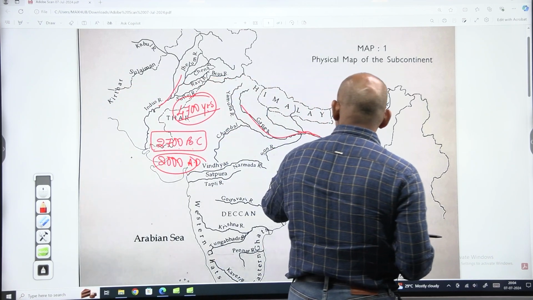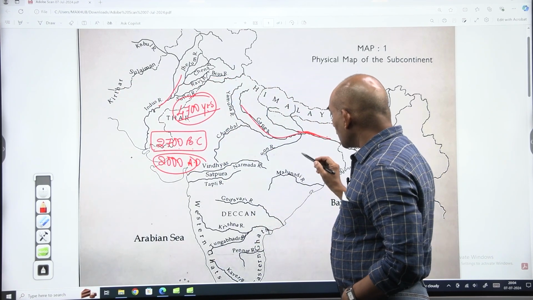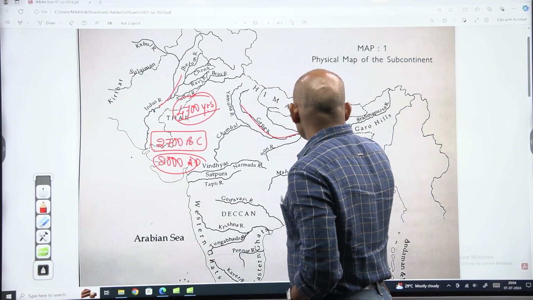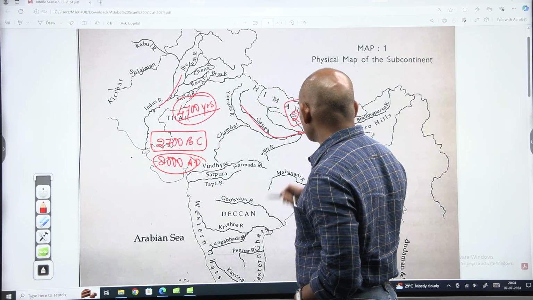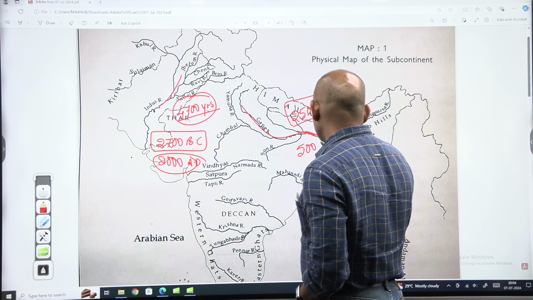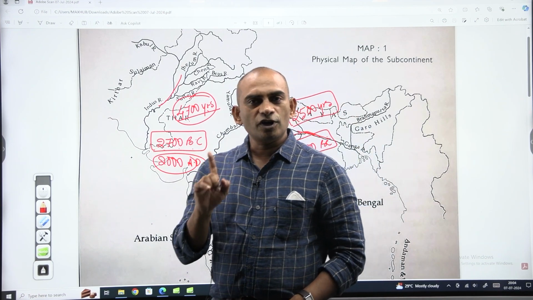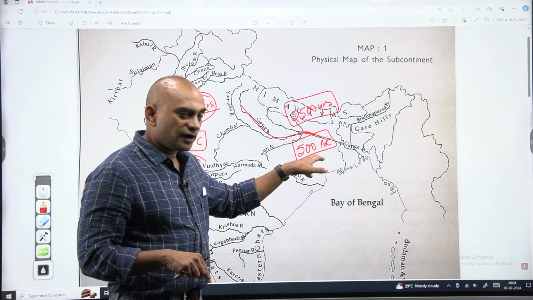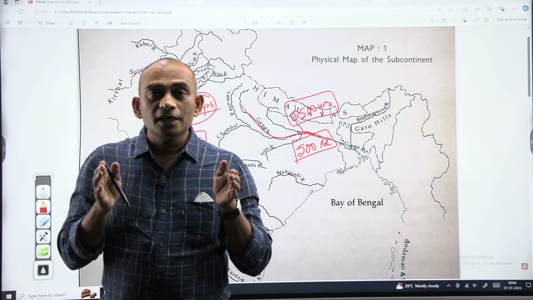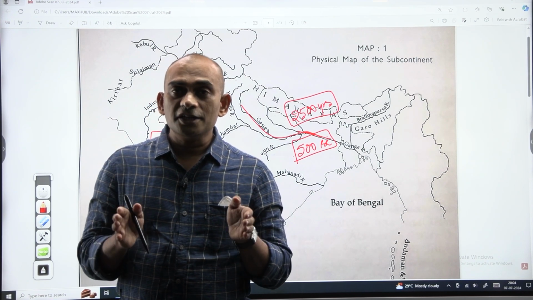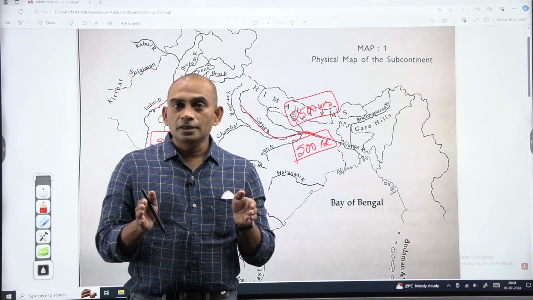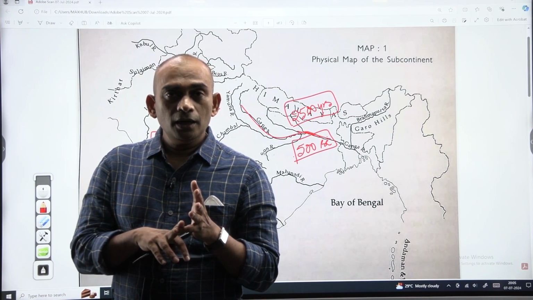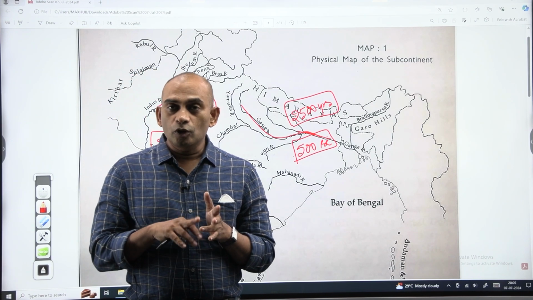Now look at this Ganga. This Ganga region experienced second urbanization 2500 years ago. What does it mean? Around 500 BC, here cities flourished. So that means between 600 BC and 500 BC, second urbanization. That means cities flourished. In that period we come across the birth of Mahavira and the birth of Gautama Buddha.